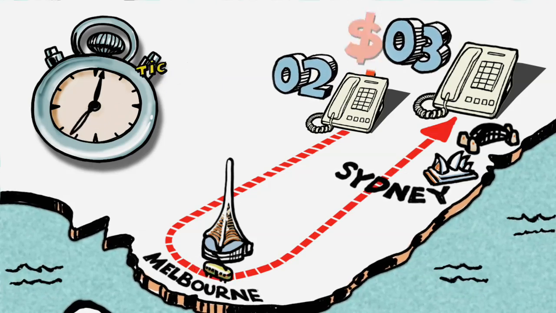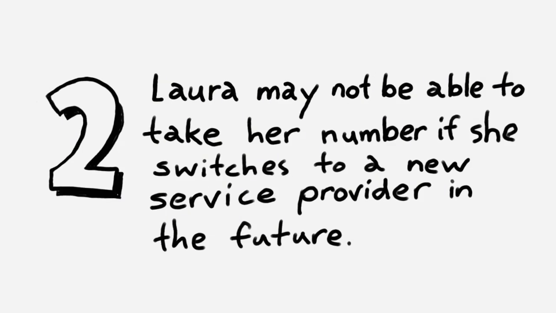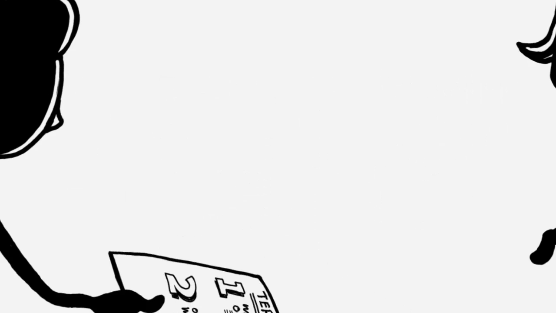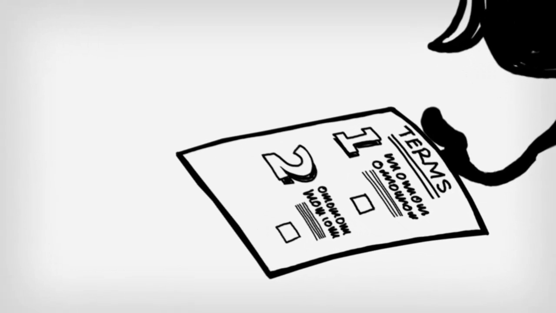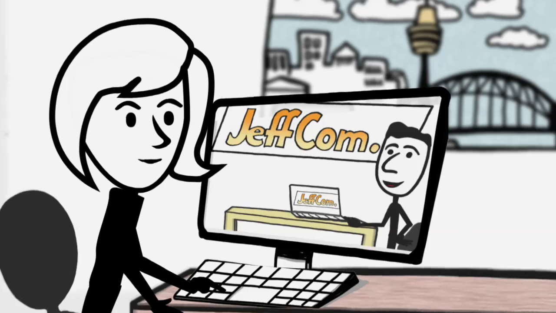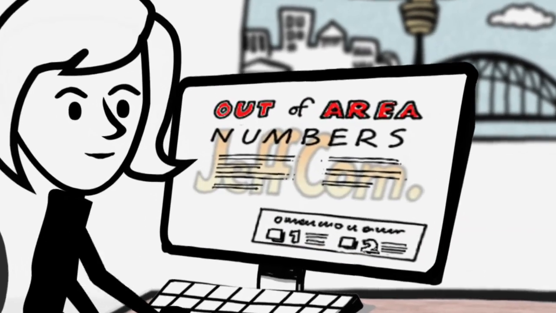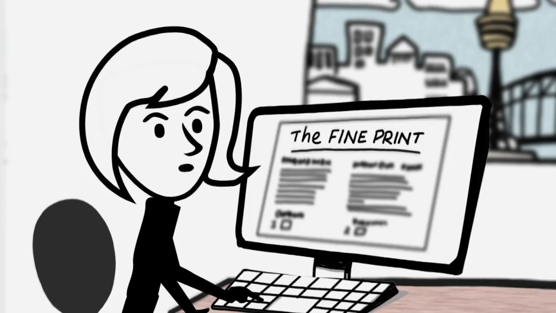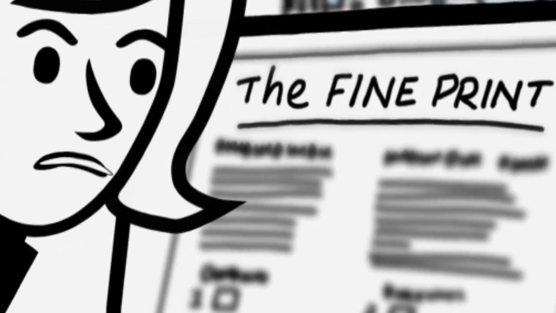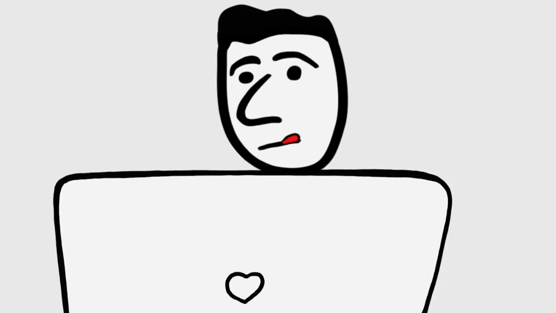Secondly, Laura may not be able to take her number if she switches to a new service provider in the future. So it's Jeff's responsibility to give this information to Laura up front and in writing. If Laura is looking on Jeffcom's website, the information must be clearly displayed on each web page that offers the service. The information must be easy to read, easy to understand, and not be buried in the fine print.